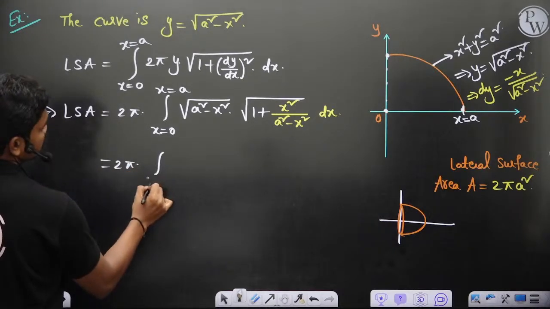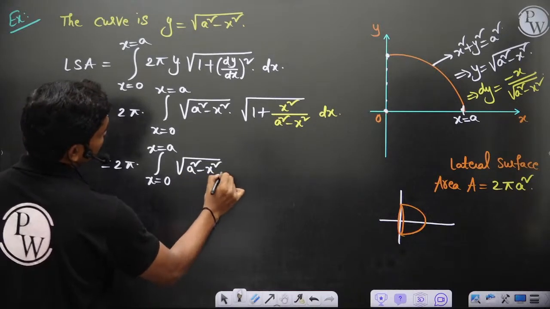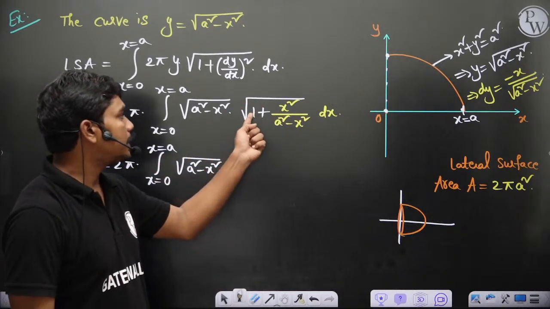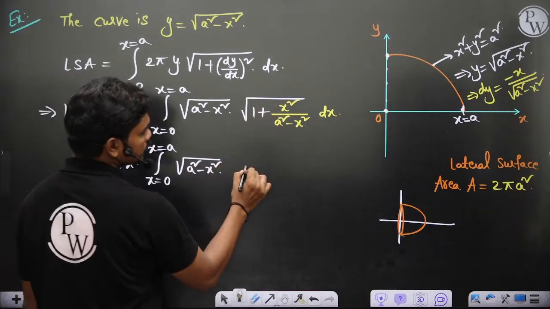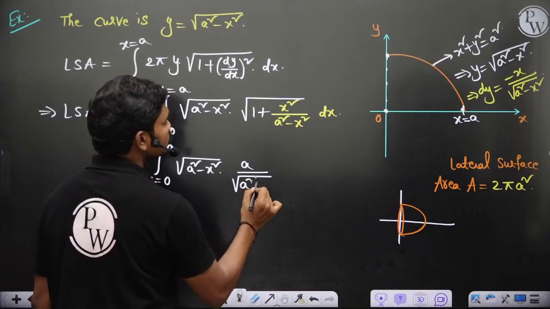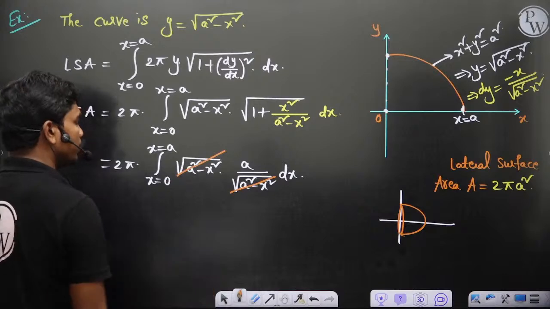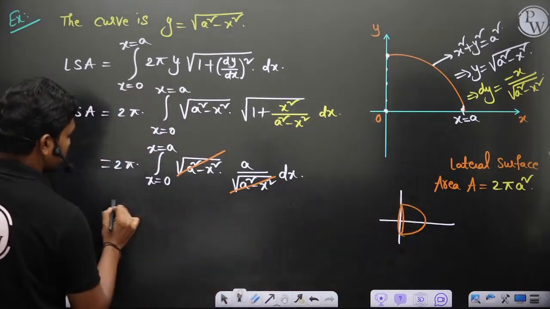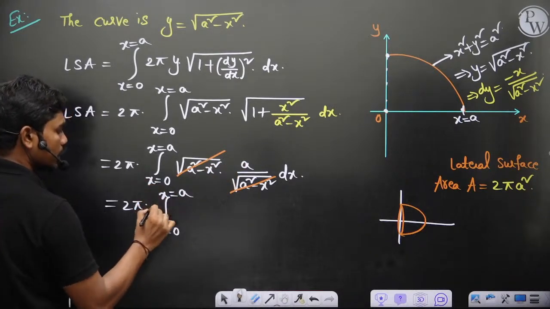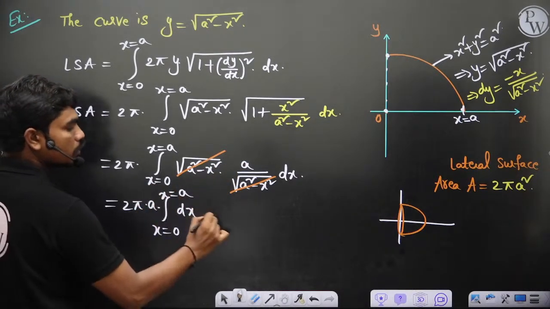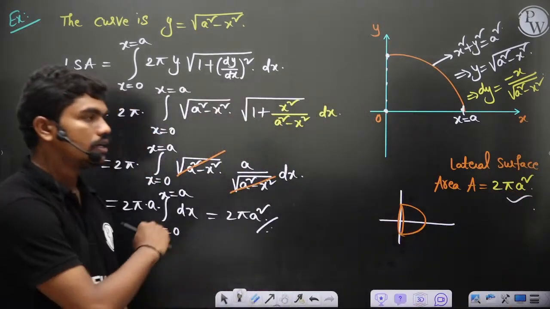Then 2 pi integral x is equal to 0 to x is equal to a, root a square minus x square into, if you simplify this value, if you take LCM, it's a square minus x square plus x square. So this x square and x square get cancelled. So square root of a square is a, by root a square minus x square, dx of course. Okay, so clearly you can cancel this term and this term. So if you cancel this, we have 2 pi into integral x is equal to 0 to a. This a is a constant, you can pull it out, dx. So this integration gives one more a. So the answer is 2 pi a square.